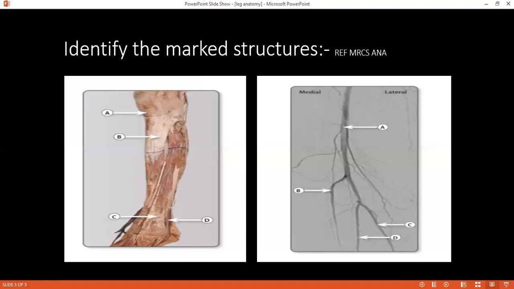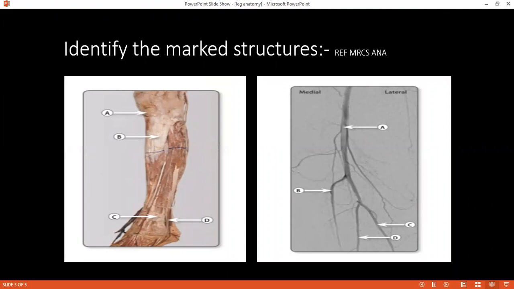Good. Okay, can you please tell me what is the root value of the plantar reflex? Ma'am, it is S1. L5, S1. Okay, right. Can you please identify the structures on the right hand side image?